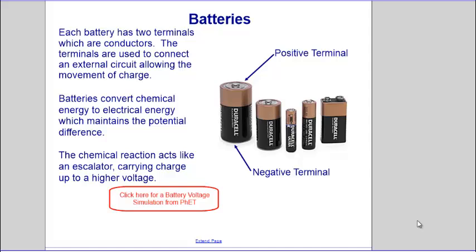All right, we're back. One important element of an electric circuit is a source of energy, batteries. And every battery has two terminals. It has a positive terminal.